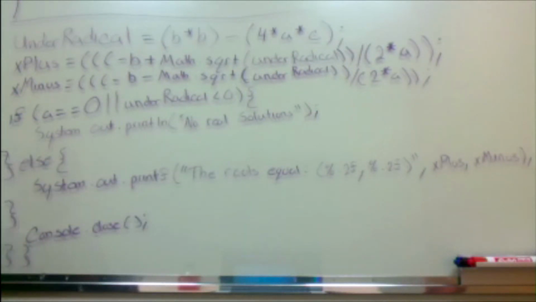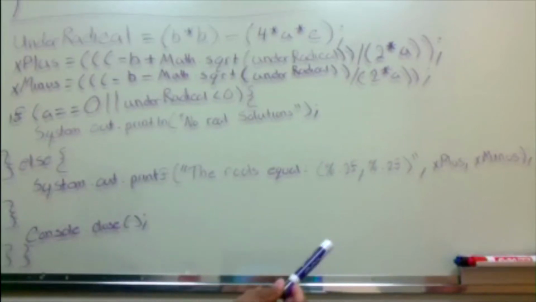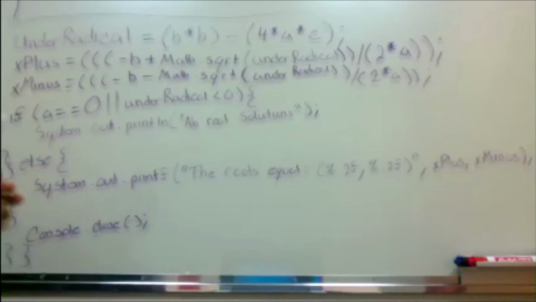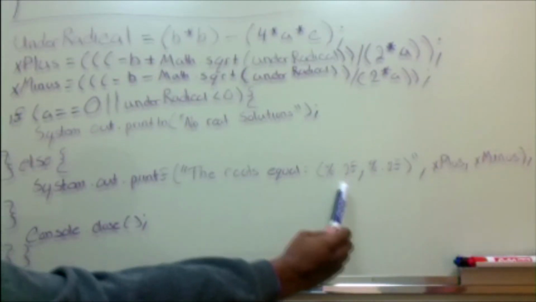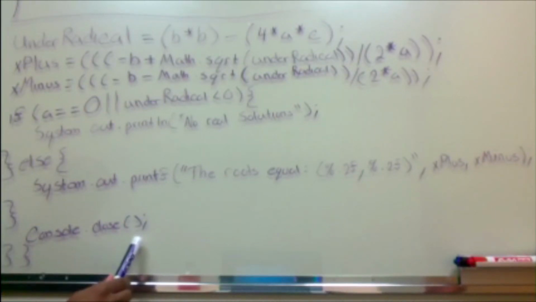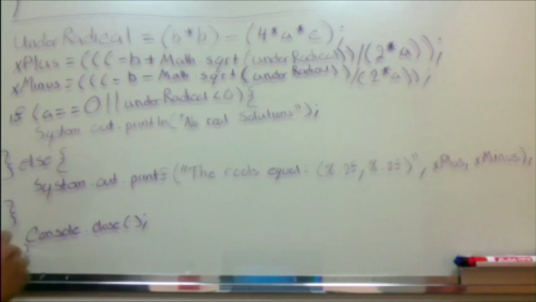Otherwise, or else, the system will go on to what it should be doing, and that's the roots equal, and it'll print out the answers you get for these equations up here for x plus and x minus, and it'll print them out here, rounding them to 2 decimal places. And then down here, you close the console, saying you're done with the scanner console, with your ending close console, and then the ending braces for the program here.